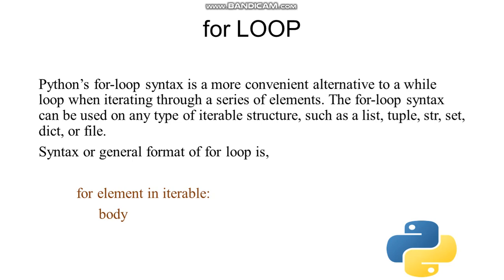The next control statement is the for loop. Python's for loop syntax is a more convenient alternative to a while loop when iterating through a series of elements. The for loop syntax can be used on any type of iterable structure such as list, tuple, string, set, dictionary, or file. The general format for a for loop is: for element in iterable, body.